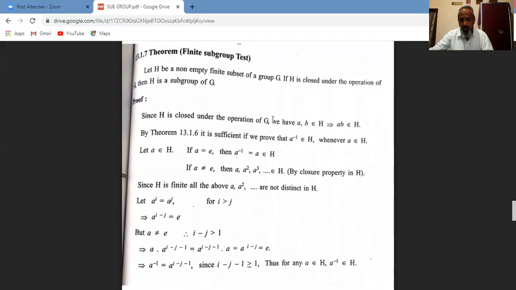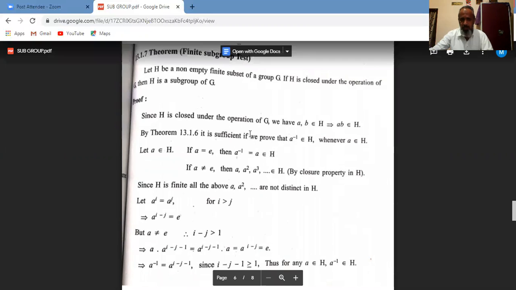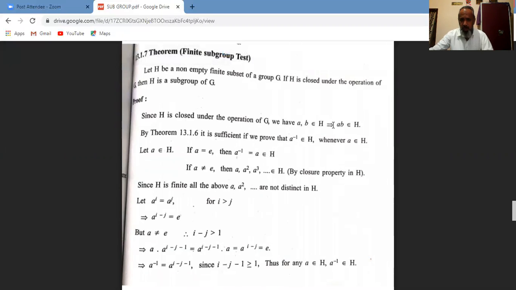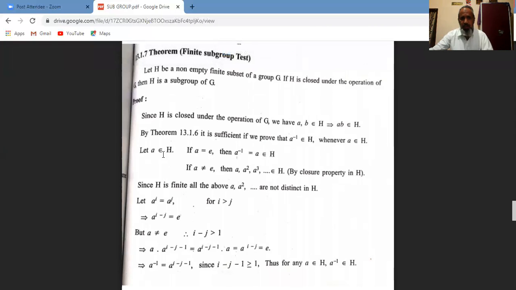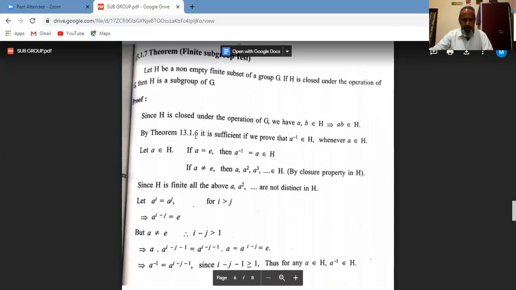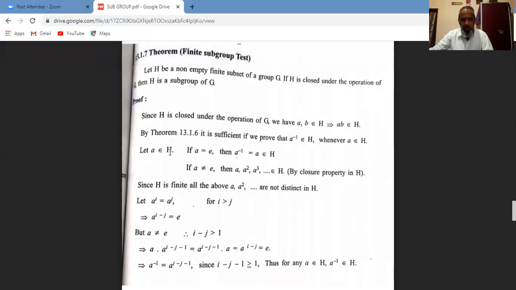So the second theorem: if the closure property is satisfied and the inverse of each element exists, then H is a subgroup of G. So H is closed under the given operation in G. Now if we prove A inverse belongs to H whenever A belongs to H, then it is sufficient to prove this theorem. Now let A belong to H.